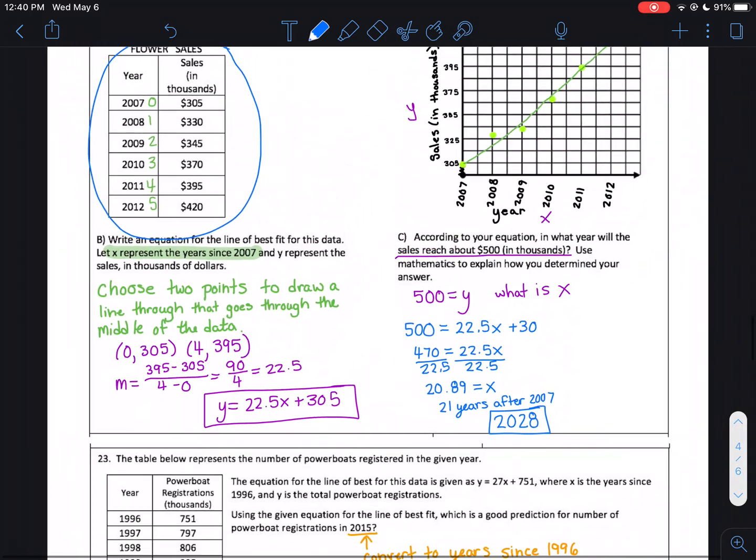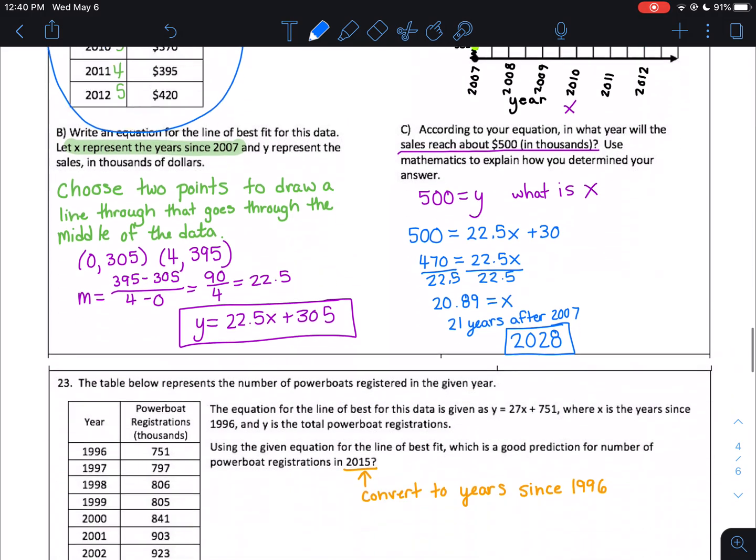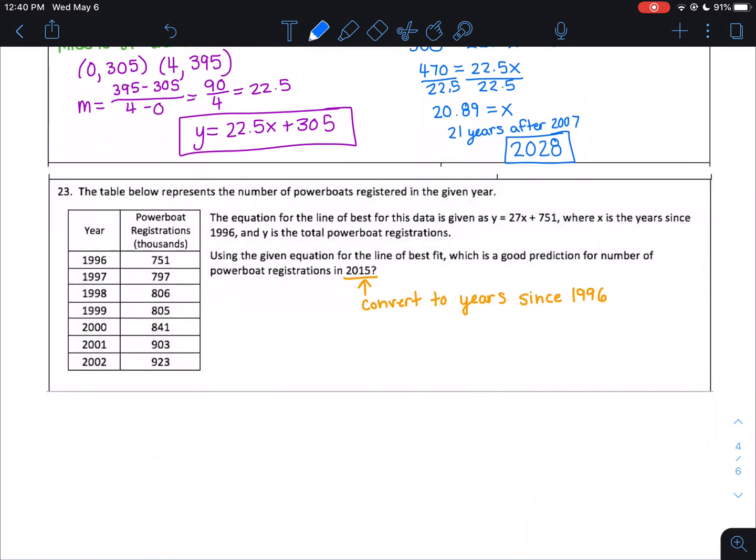Okay, so again, this is why line of best fit is helpful, because we can use that equation to make predictions about things that we don't actually have the data yet for. We're going to look at this next one. It happens to be number 23. If you can't tell, I kind of cut and paste from an old worksheet that we had.